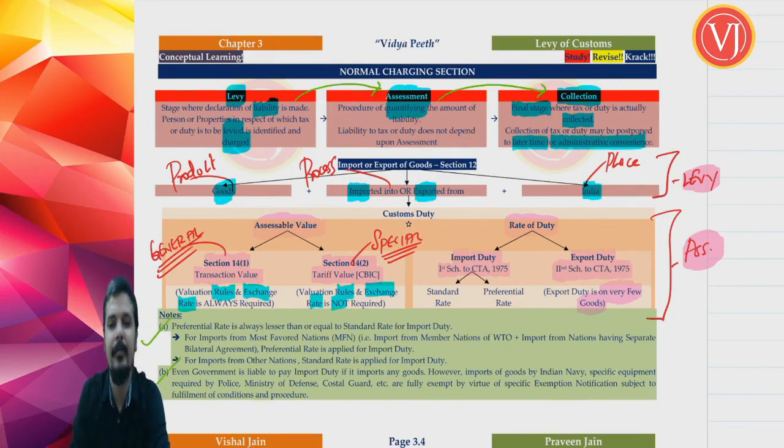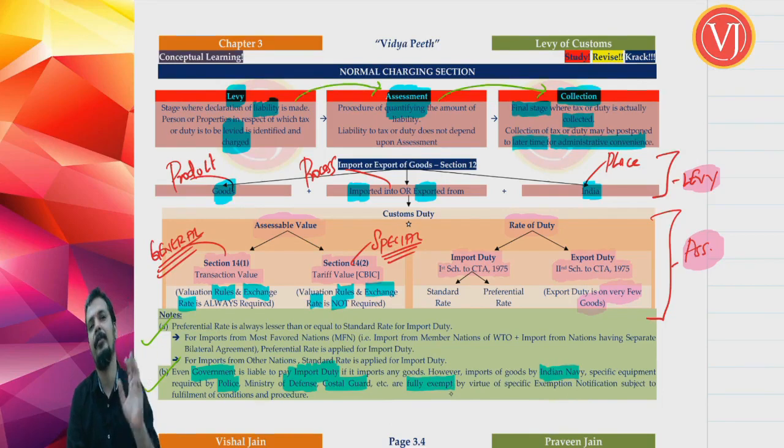Now the second point you have to cover. Even government, if it is importing some goods, is liable to pay import duty. There is a provision in Section 12 which tells that even government is liable to pay import duty. So Section 12 sub-section 1A tells that even government is liable to pay import duty. So levy of import duty is there even on government. However, when the government is the Indian Navy, the police department, that is state government, the Ministry of Defence or the Coast Guard, there are full exemptions by virtue of exemption notifications, subject to conditions and procedure.